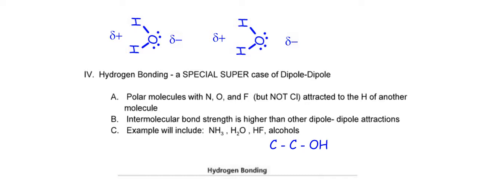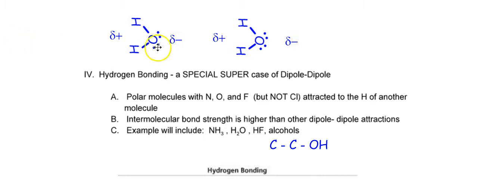Why is chlorine not included in hydrogen bonding? Because of its size. It's bigger than N, O, and F, and that size interferes with the super-duper hydrogen bonding, okay? So it says intermolecular bond strength is higher than other dipole-dipole attractions, and examples will include ammonia, water, HF, and alcohols. And your basic alcohol has an OH group off of a carbon. Okay, so that would be probably your more common example of organic hydrogen bonding. There are other ones. Your carboxylic acids would also be included here too.